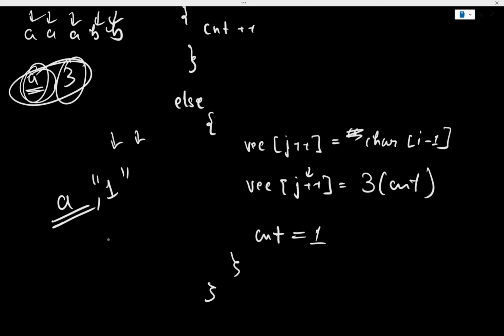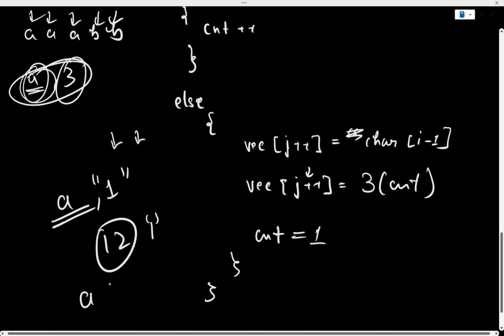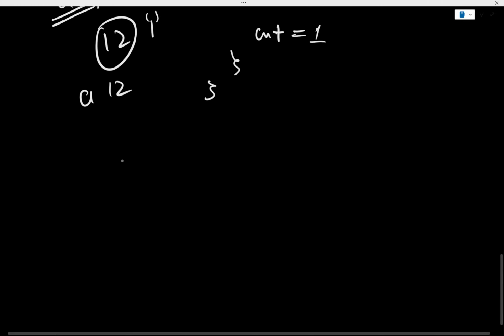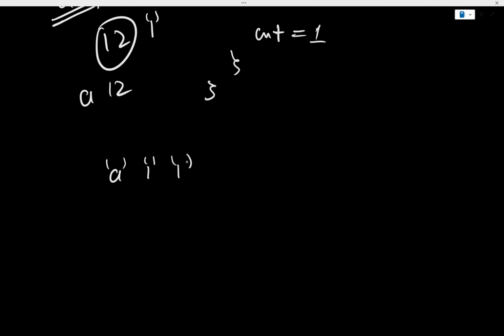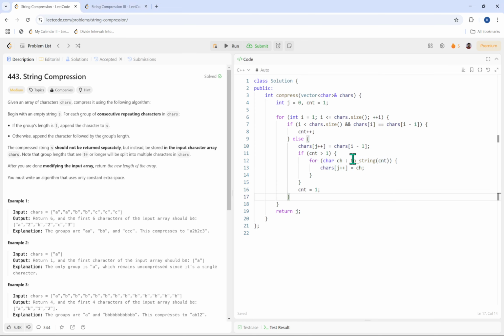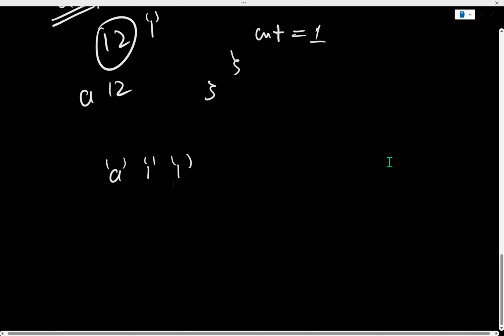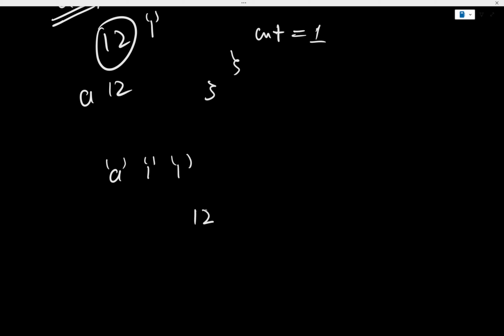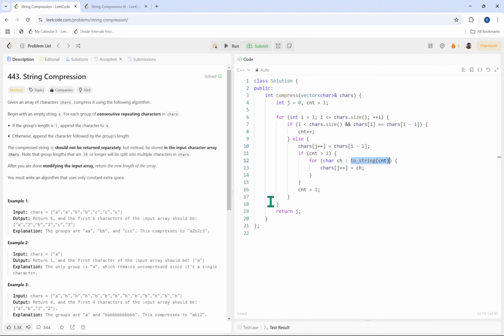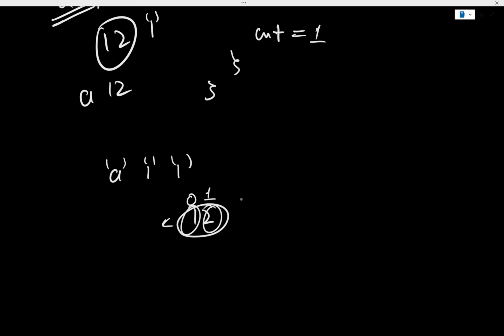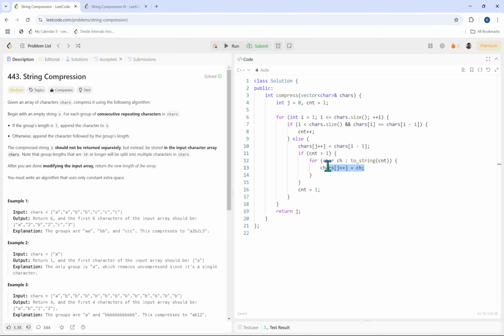But also, if we have something like 12, we need it like 1, 2. If A is present 12 times, it will be like this in the vector of characters: one separate, two separate. So that's what we are doing: making that count a string. If we convert this to a string, this is the 0th character, this is the first index. We'll fetch those, append them, and modify that vector of characters. That's what we are doing.